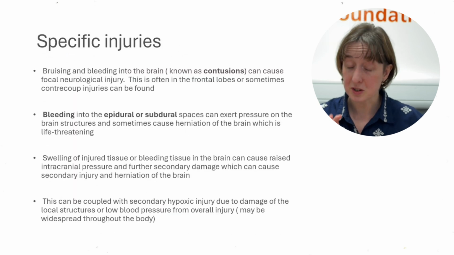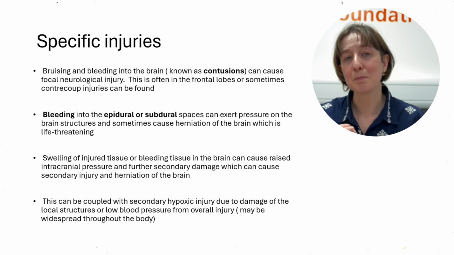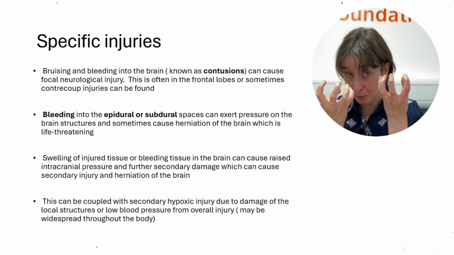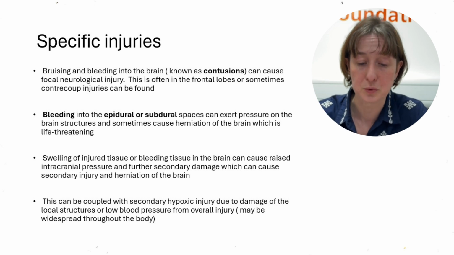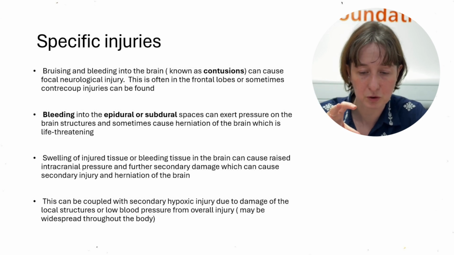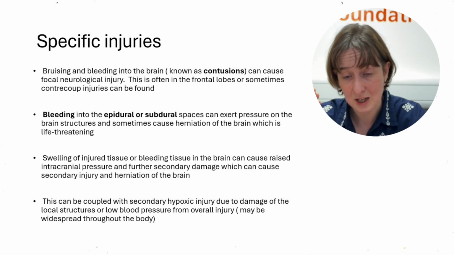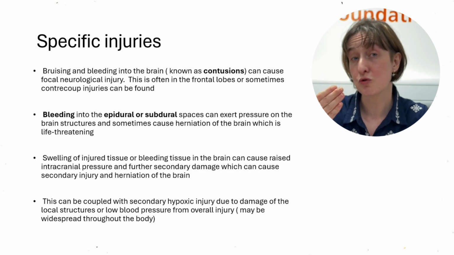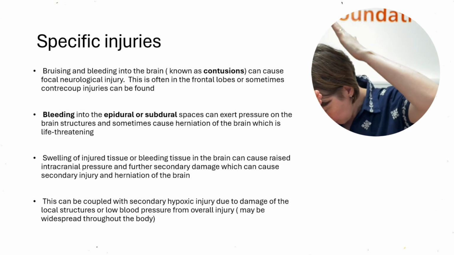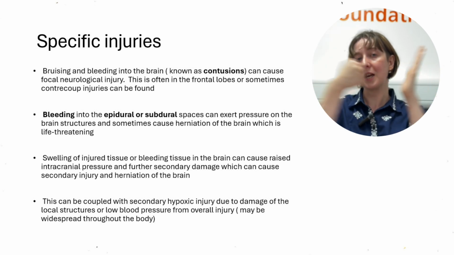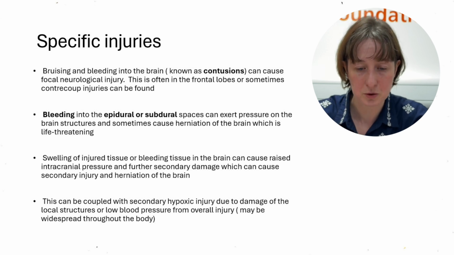So in terms of specific injuries that you can have, in more severe injuries, you can get bruising and bleeding to the parenchyma or the substance of the brain itself, and that's called a contusion or a brain bruise. And that can cause focal neurological injury. It's often in the frontal lobes just because of where injuries tend to happen. And sometimes you can get contrecoup injuries where you have an injury to the front, for example, and then the brain will ricochet and hit the back of the skull, and then you can get an injury in the back of the skull or the occipital region.